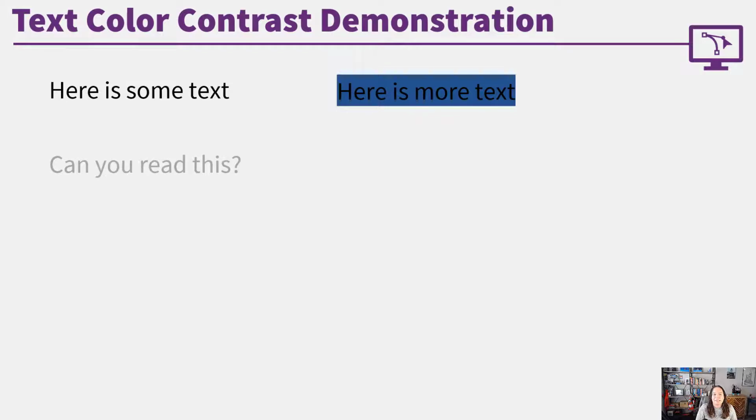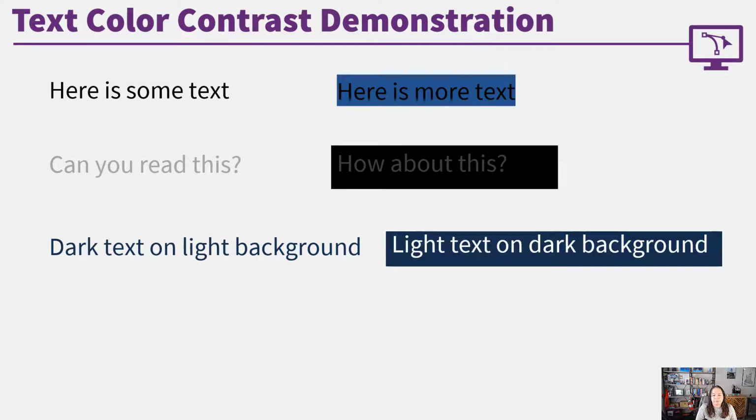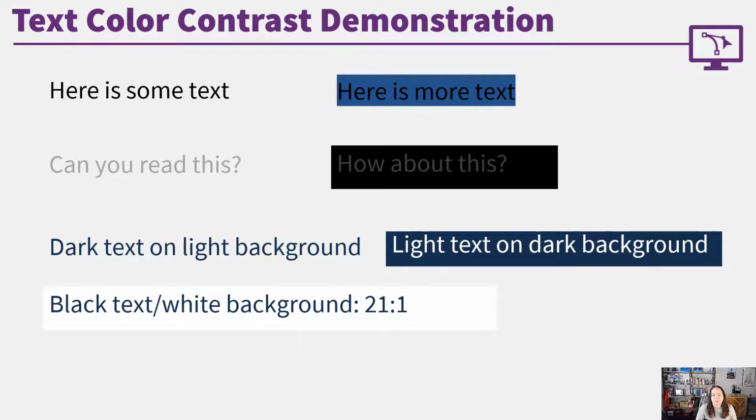Most of you will probably say yes, but if you compare it to the line above with the much darker text, I think most of you will agree that it's much harder to read this kind of light to medium gray text on a light gray background. How about this? A dark black background with medium gray text. That's also pretty difficult to read. So in general, our aim is for dark text on a light background or light text on a dark background, because those have very high color contrast.